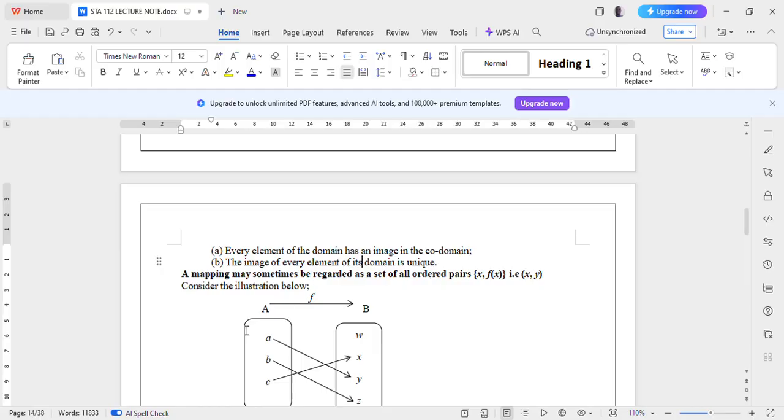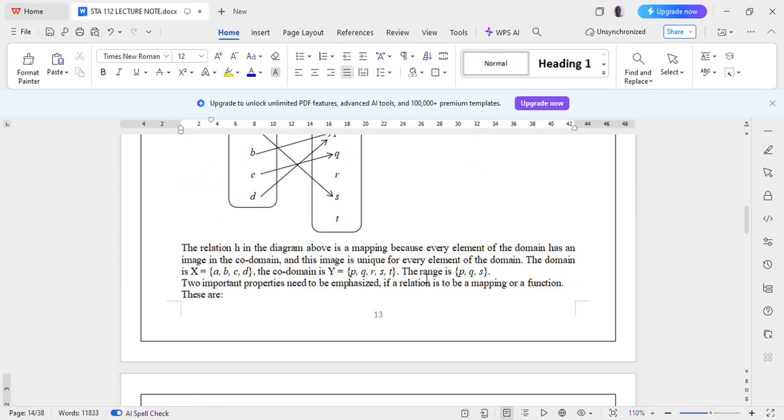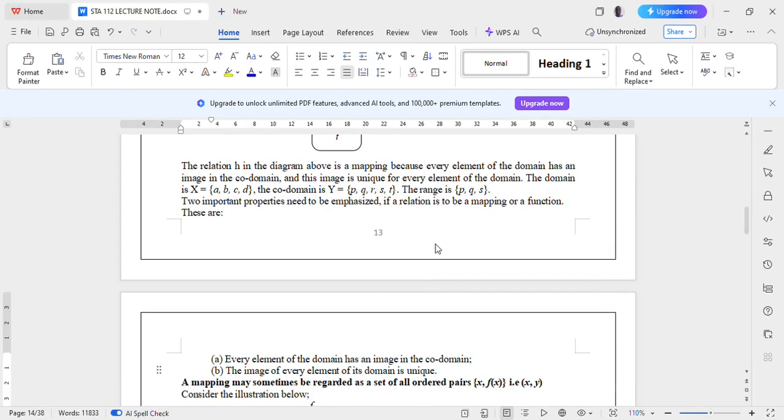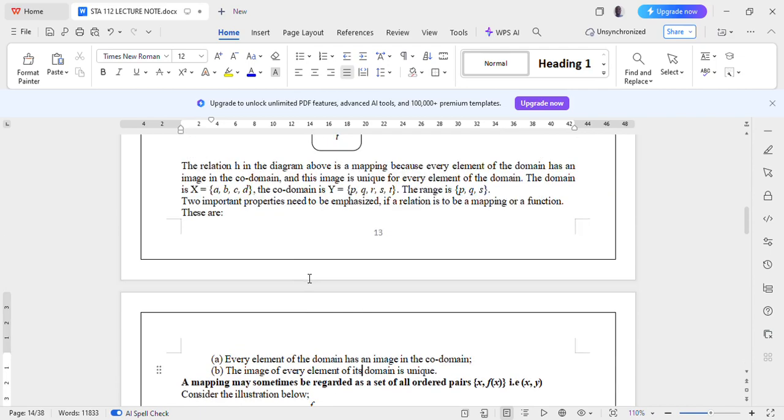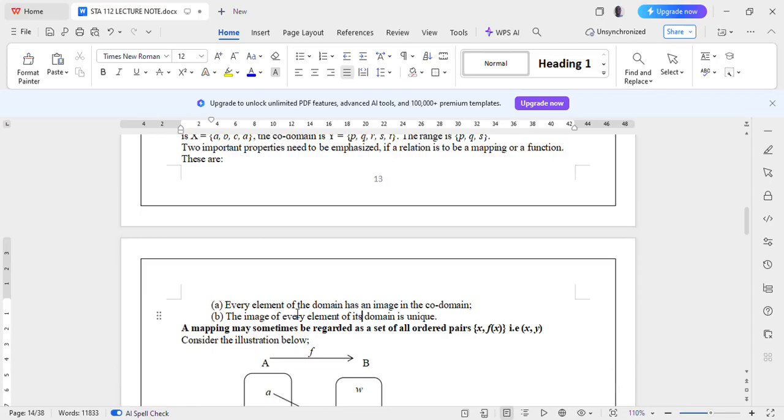Yes, it must be unique. So that is what you have here. For us to have a mapping or a function, these two statements must be satisfied. That is, every element of the domain must have an image in the codomain, and the image of every element of its domain is what?